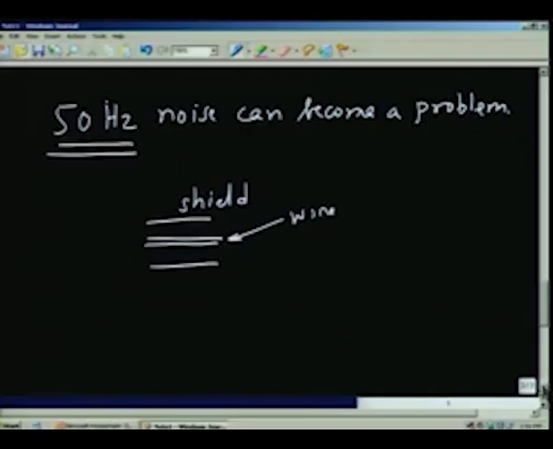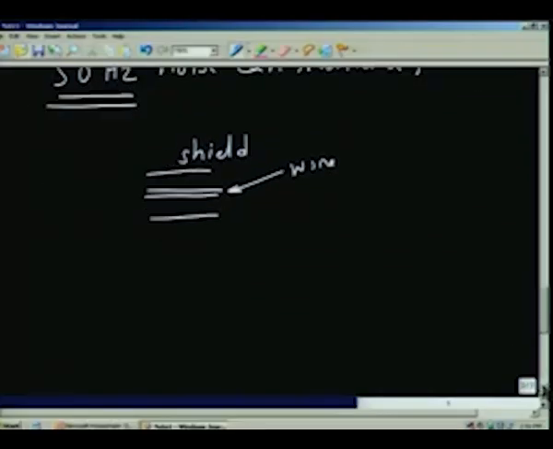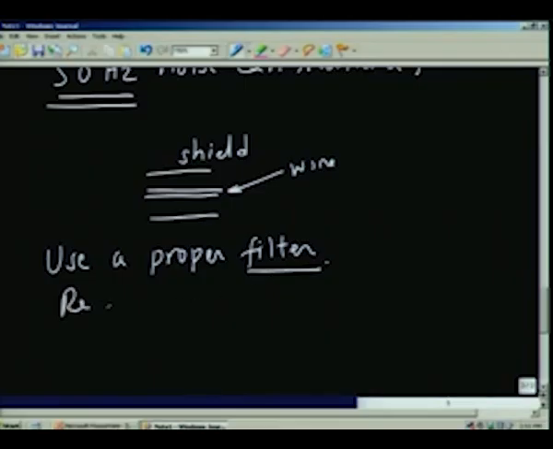So, the only way of doing that would be to use a proper filter. A filter is something which is going to remove unwanted signal, unwanted noise. So, in this case I am talking about 50 hertz noise.